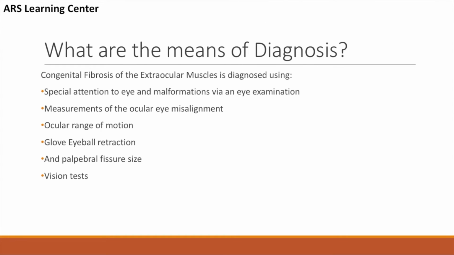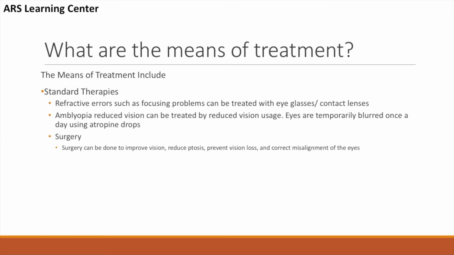What are the means of diagnosis? Congenital fibrosis of the extraocular muscles is diagnosed with special attention to eye malformations via an eye examination, measurements of ocular misalignment, ocular range of motion, globe retraction, and palpebral fissure size. Vision tests.